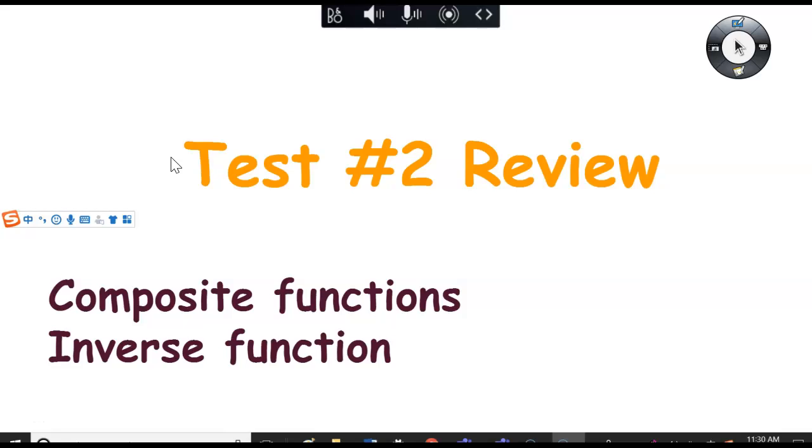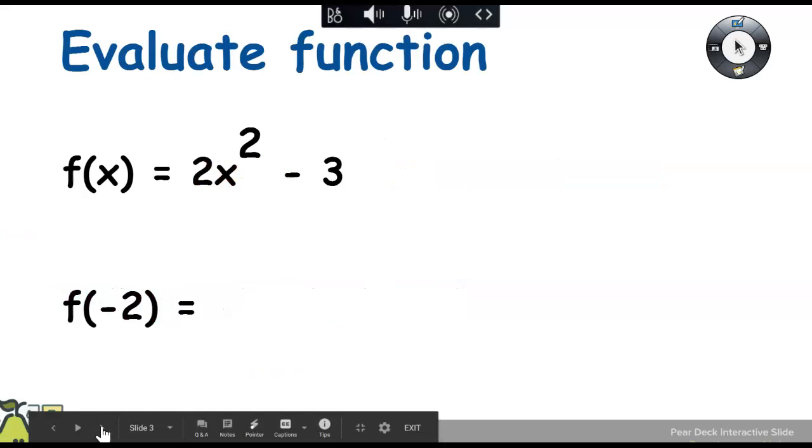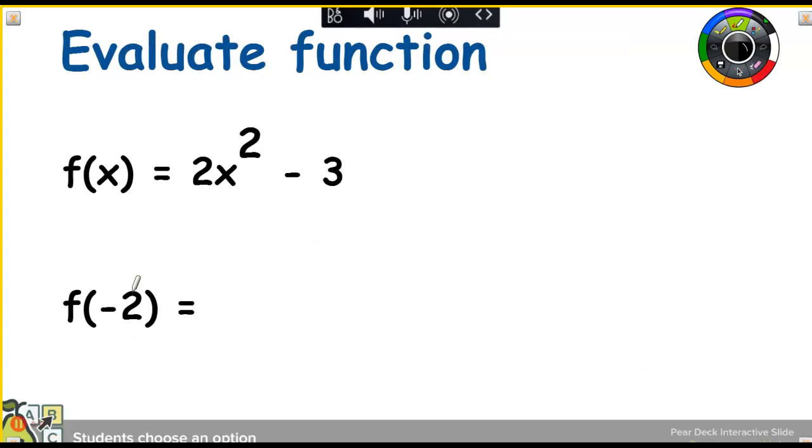In this video, we're going to review for the second test, and the content in it is composite functions and inverse function. So let's look at the first question. First you evaluate a function. Here you have one equation f, and the question is f of -2 equals what?